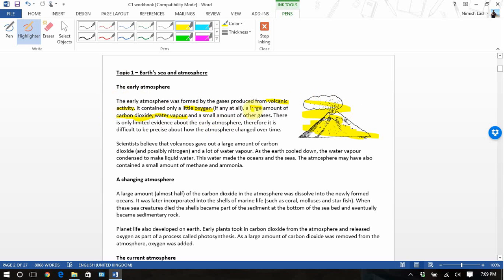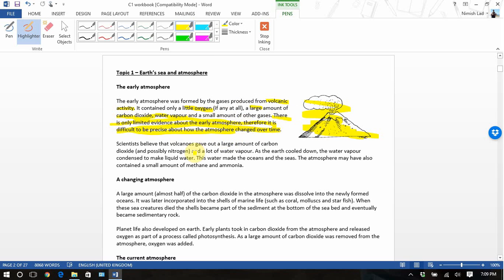There's limited evidence about the early atmosphere, which is a key thing here. Therefore it's difficult to be precise about how the atmosphere changed over time. So this statement is a good answer if they ever ask why we are unsure about how the atmosphere changed over time: because there's limited evidence. Much of it has been destroyed.